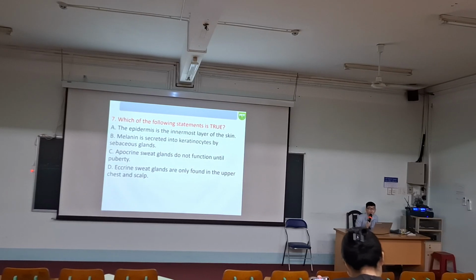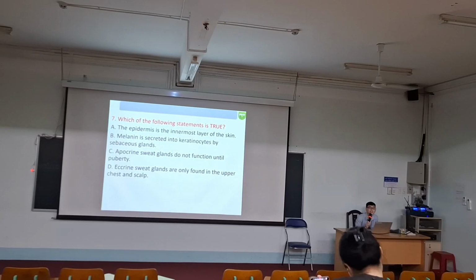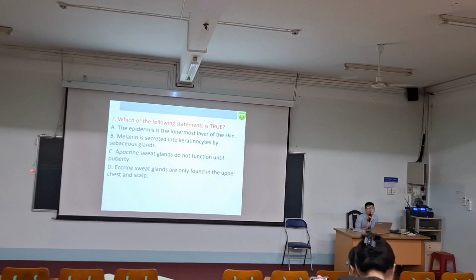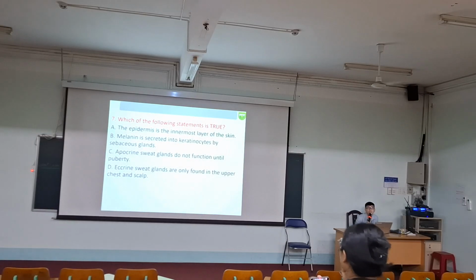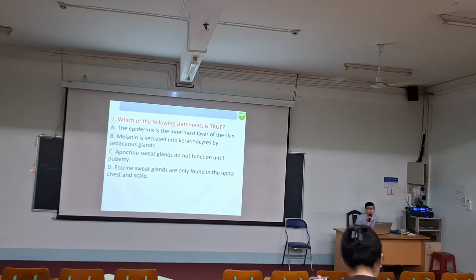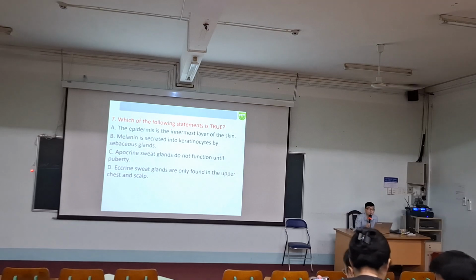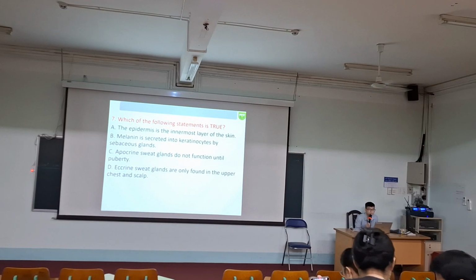What's the name of the innermost layer of the skin? Hypodermis, right? Or subcutaneous. Okay, good. Melanin is secreted into keratinocytes by sebaceous glands. True or false? Why is it false? Correct it for me.